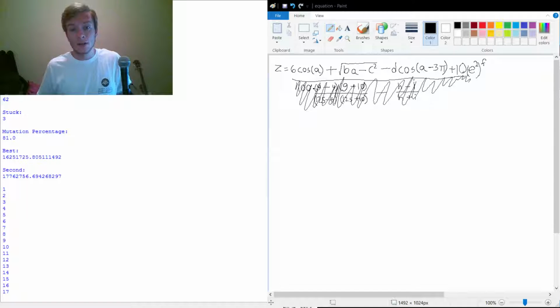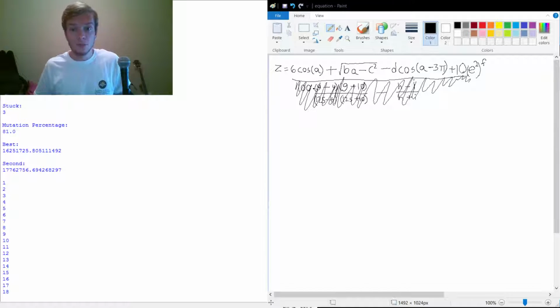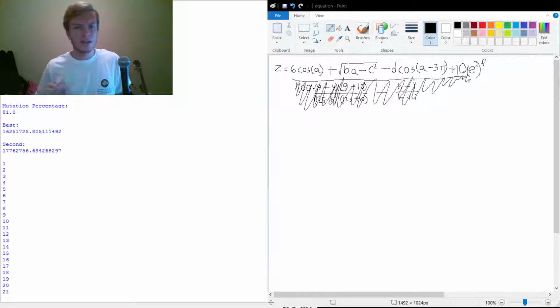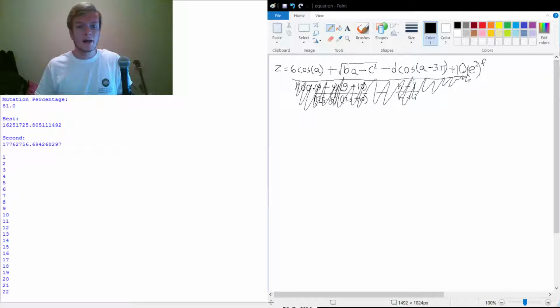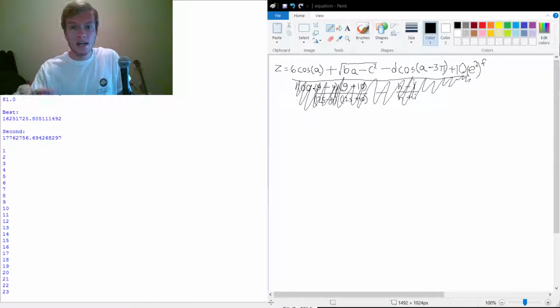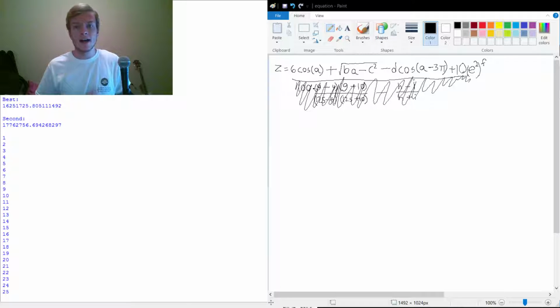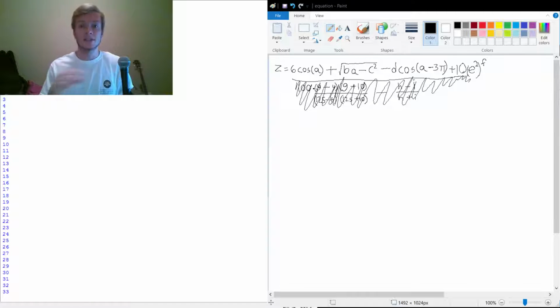Also, you will notice the mutation percentage. I'm not sure if I explained that, so I'm just going to explain it right now. This percentage is the probability that the AI will mutate at any given circumstance. So if it's looking at a particular element in the equation and it's trying to decide whether it should mutate that element, that number you're seeing is the percentage chance that it has to mutate.